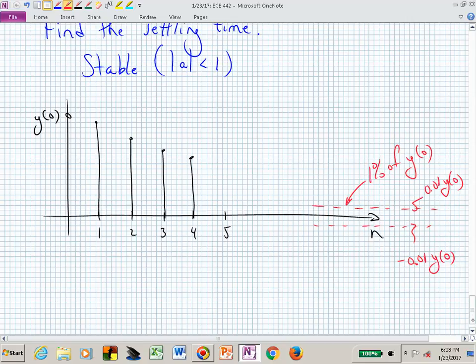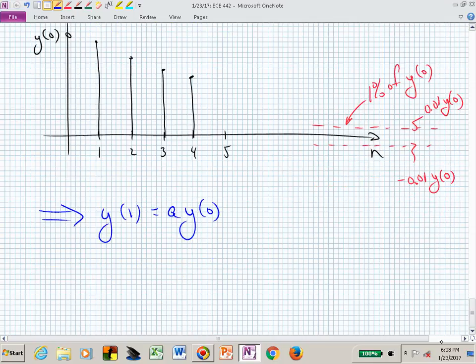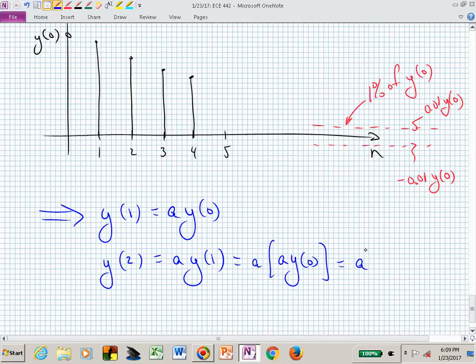Let's figure out how we can do that. We know the behavior. y of 1 is A times y of 0. That's the governing difference equation. What's y of 2? Well, it's A times y of 1. But we can relate y of 1, which we just did, to y of 0. So this is A times A y of 0, or that's A squared y of 0.